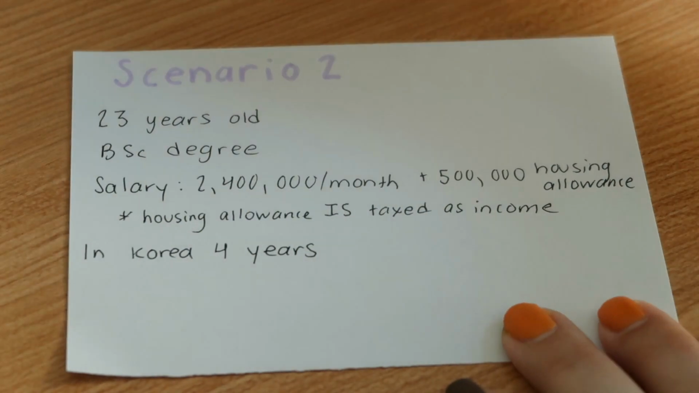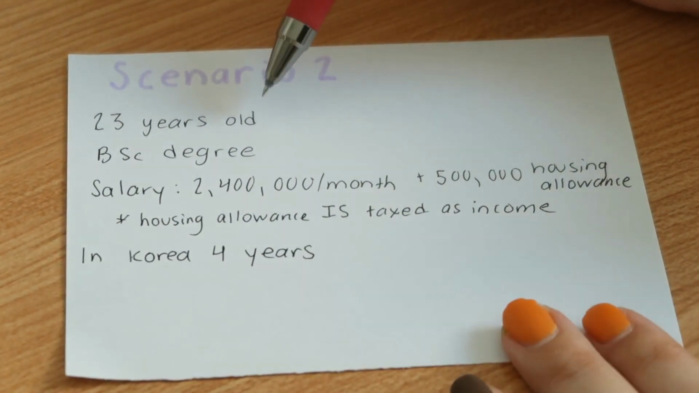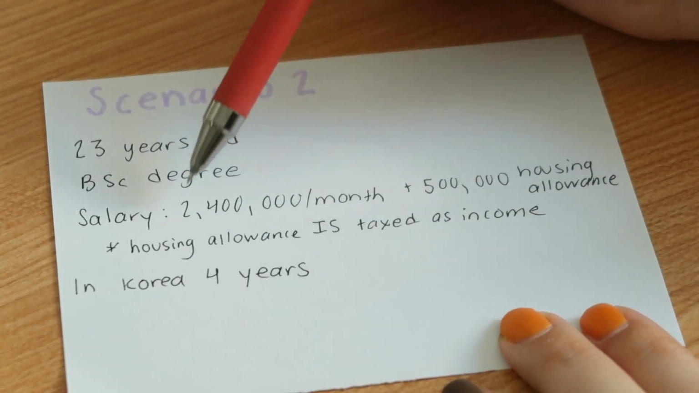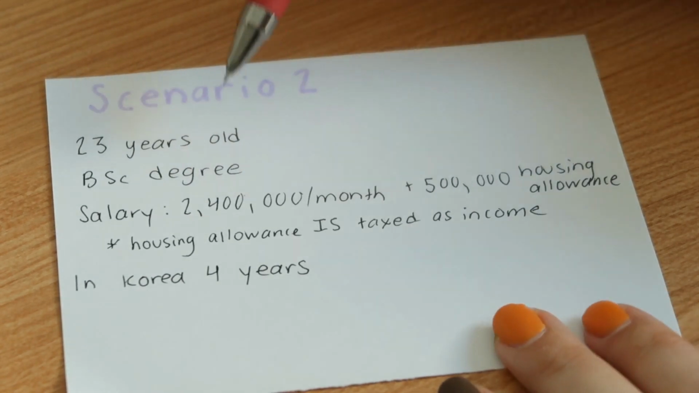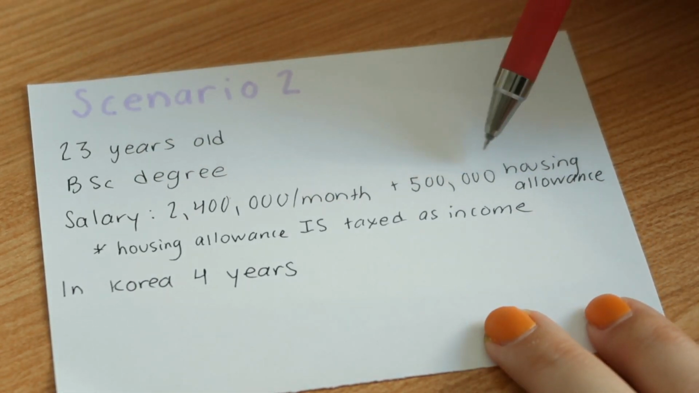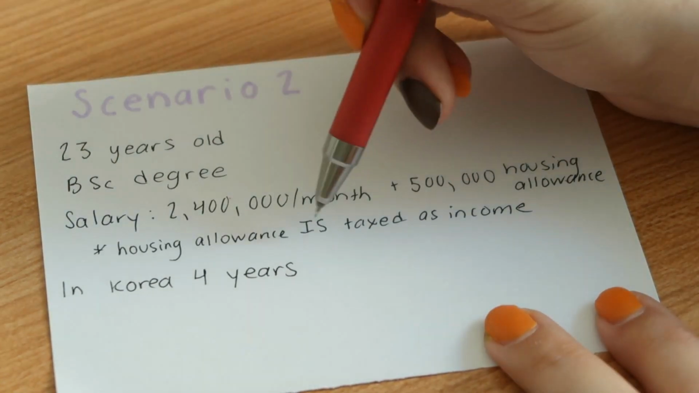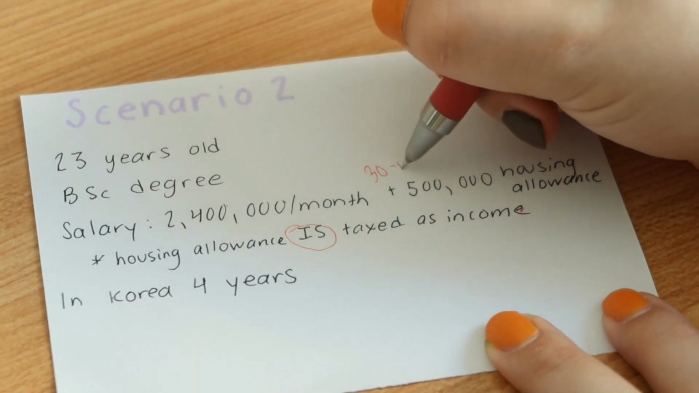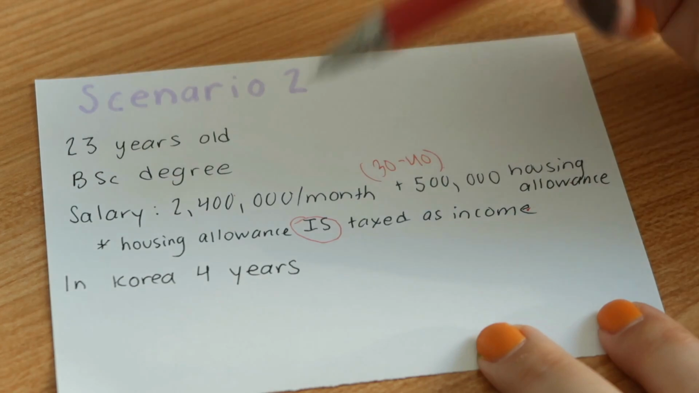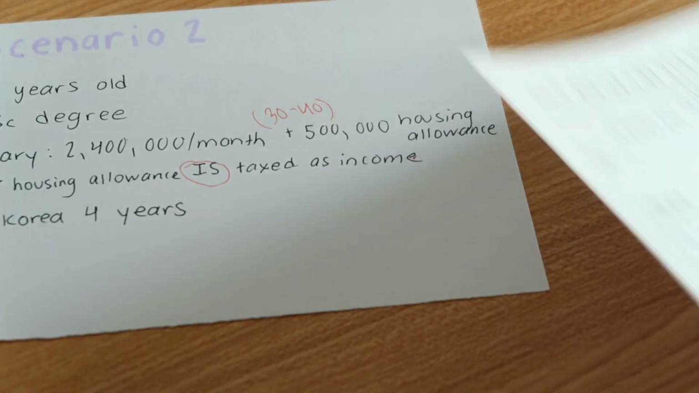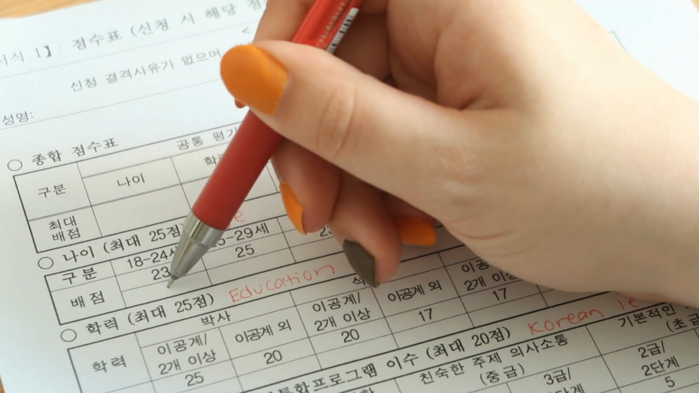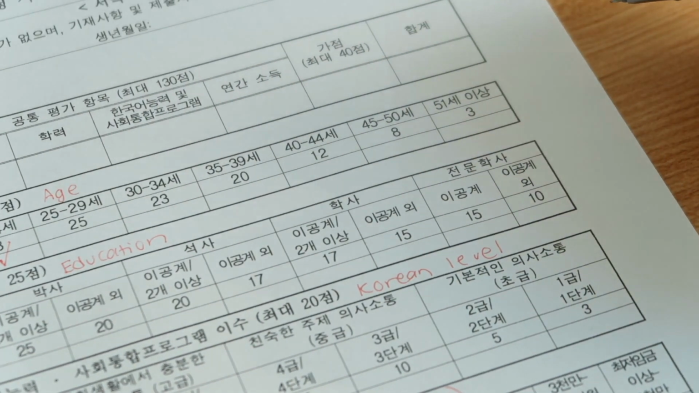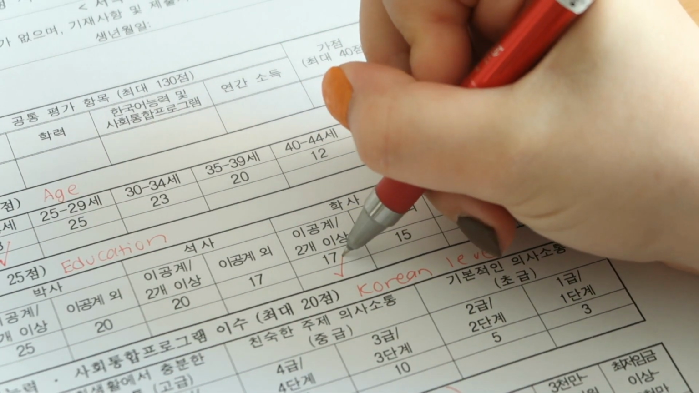So scenario 2, let's pretend this individual is 23 years old. They have a bachelor's of science degree. Their salary is 2,400,000 won a month, and they receive 500,000 won a month in housing allowance, and their housing allowance is taxed as income. This means they are between the 30 and 40 million income, and they've been in Korea for 4 years. So if they are 23 years old, they are in the youngest age bracket for 23 points. If they have a bachelor's of science, they can actually get 17 points for that.